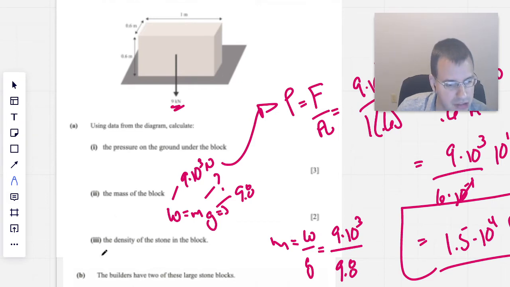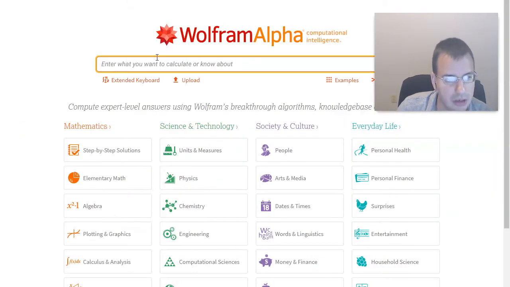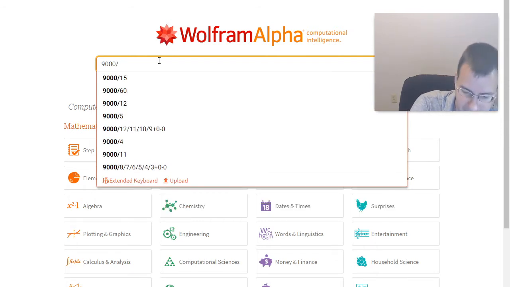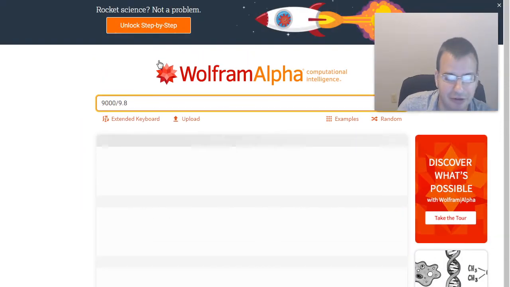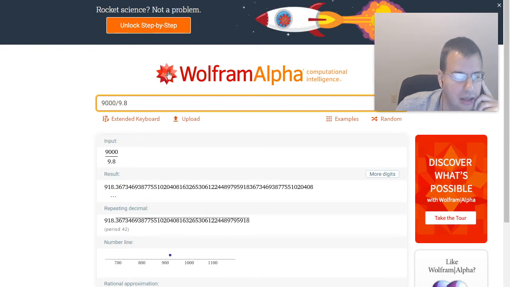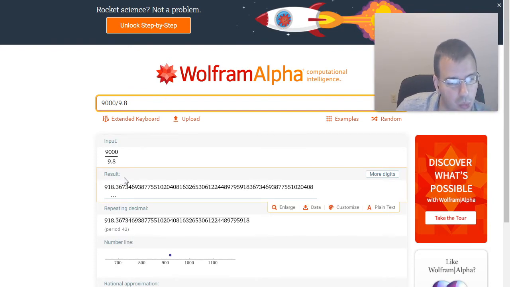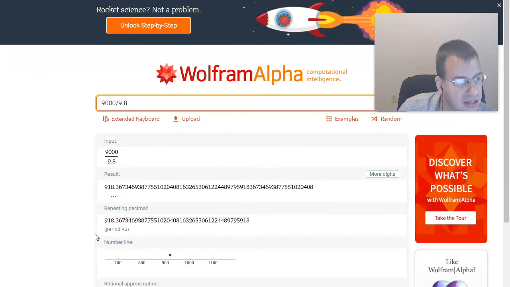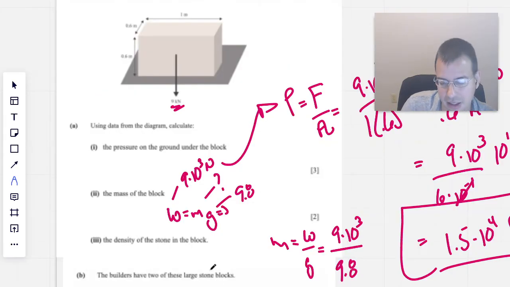I'm not going to do this in my head, so let's go to Wolfram. 9,000 divided by 9.8. It's exactly 9,000. So 918. Yeah, I'm good with that. Boom. Did I say 908? 918? 918. Yep. 918 kilograms, which is a pretty stout block.